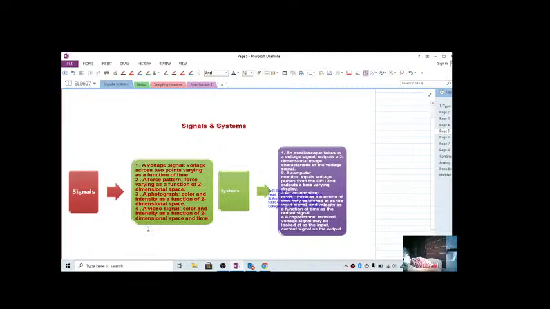Now, when the information is being transmitted, it has to be processed. To process the signal, what we need is a system. So an oscilloscope, a computer monitor, or a capacitance for that matter, to measure the voltage across and so on. These are all the systems. They are basically instruments which are used to see or to process the signal.